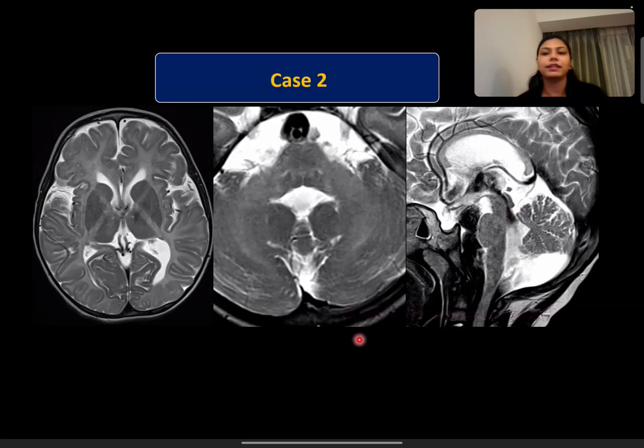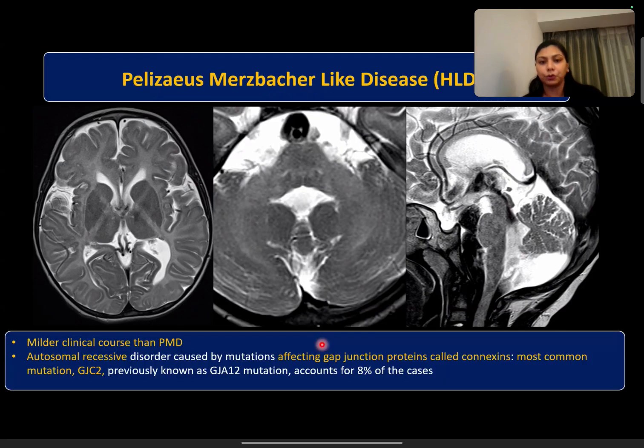Yes, very good. So it is Pelizaeus-Merzbacher-like disease. It is very difficult to differentiate the two. But whenever we are getting diffuse hypomyelination, we can give both as differentials. But when we are seeing that the ventral brainstem is also involved, we should prefer Pelizaeus-Merzbacher-like disease over Pelizaeus-Merzbacher disease. And clinically, they are different. Pelizaeus-Merzbacher disease is seen more commonly in males because it is X-linked recessive, whereas this is autosomal recessive, so it can be seen in both males and females.